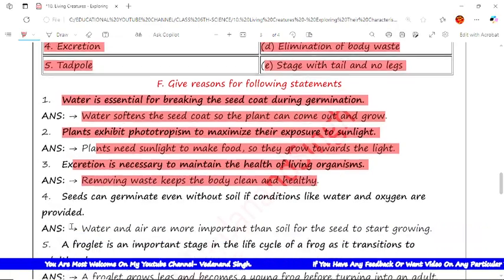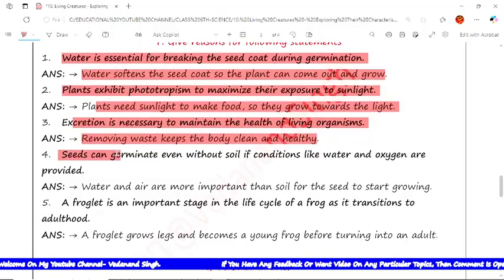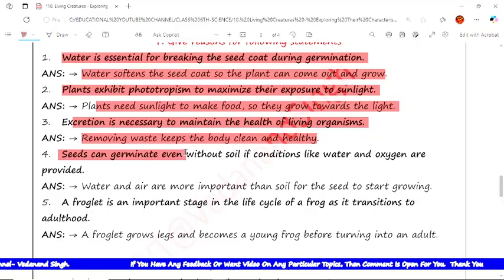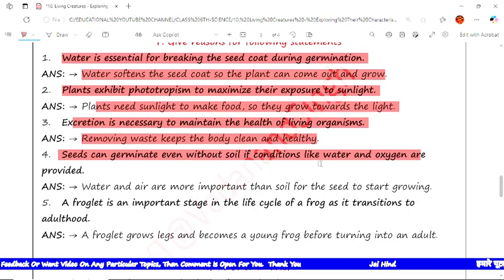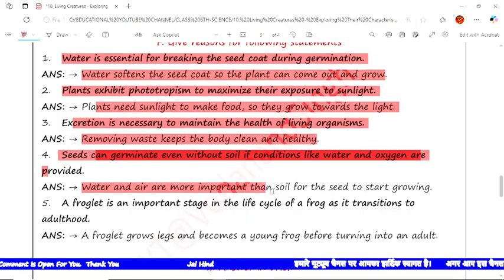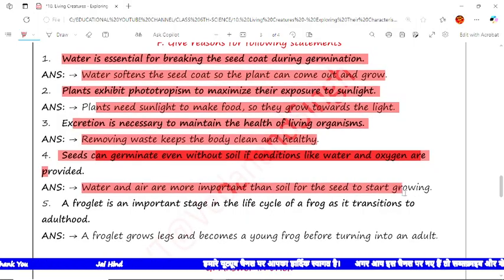Next is seeds can germinate even without soil if conditions like water and oxygen are provided. The reason is water and air are more important than soil for a seed to start growing.